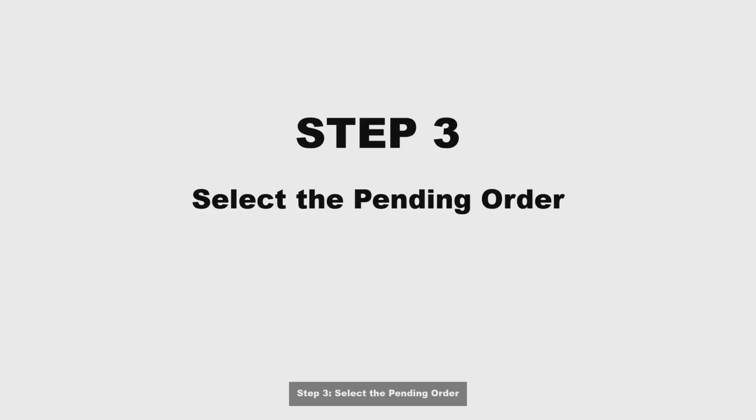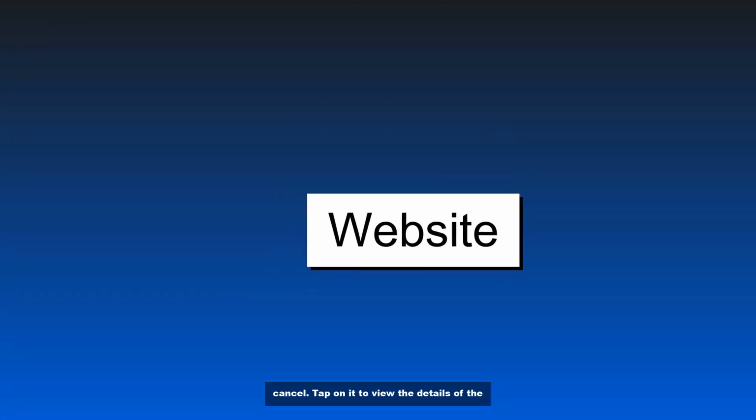Step 3. Select the pending order. Find the pending order that you wish to cancel. Tap on it to view the details of the order.